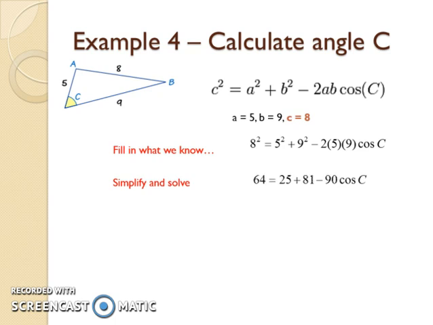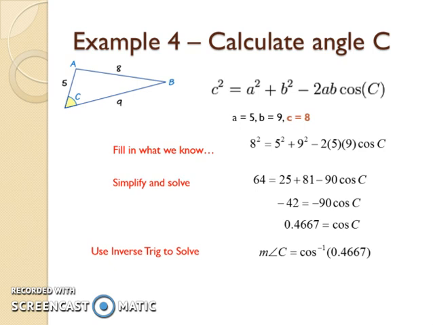Now we have to get rid of the 25 and the 81 and the 90 separately. We subtract 25 from both sides, we subtract 81 from both sides, and we get negative 42. The reason we did it separately is because we can't combine those. Cosine C is a variable. To get rid of the 90 in front, we divide by negative 90 to get 0.4667, and we use inverse trig to solve. We do cosine inverse of 0.4667, and we find that it's 62.2.